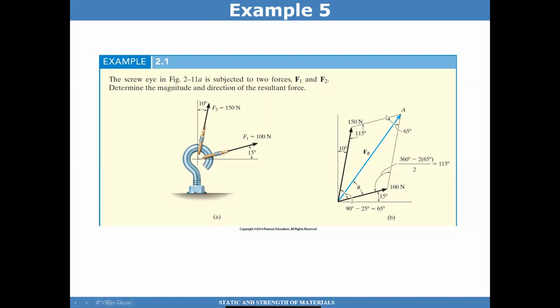That's your force F, which, if I were to remove these two forces and just apply a force F that replaces them, will be an equivalent way of representing the problem.